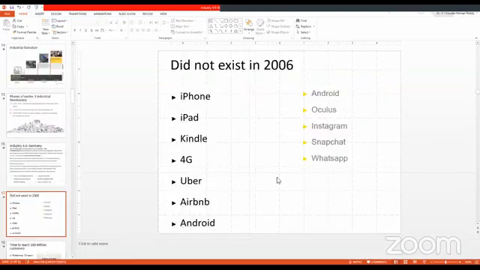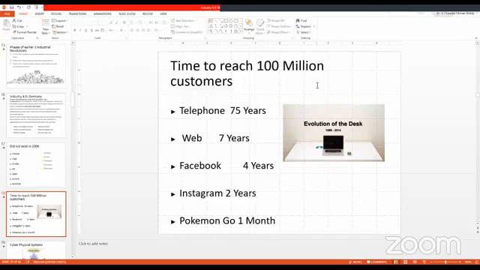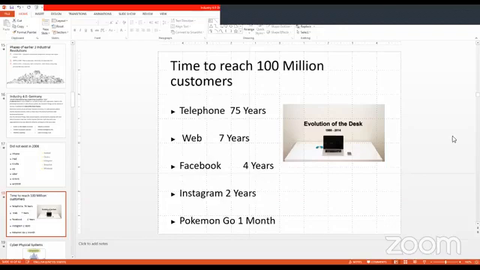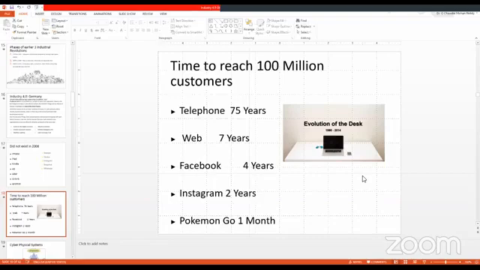See the technologies that, if you see, were not there: iPhone, iPad, Kindle, 4G, Uber, Airbnb, and Android. All these, Instagram, Snapchat, WhatsApp, were not there in the year 2006. If you see the time to reach 100 million customers, the telephone took 75 years and the web took 7 years, Facebook 4 years, Instagram 2 years, and Pokemon Go just took 1 month to reach 100 million customers.